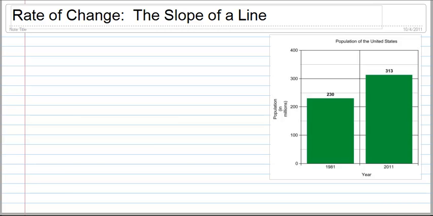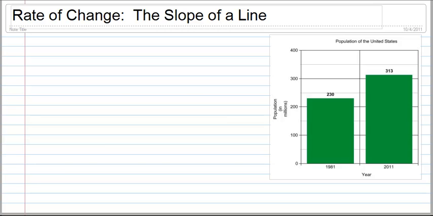Today we're going to be discussing a concept called rate of change. Rate of change can be discussed in the context of other kinds of functions, but today we're going to be particularly interested in looking at the rate of change as it relates to a line. This can also be called the slope of a line. So when you see the words rate of change or the word slope, you know that they can be used interchangeably in terms of lines.